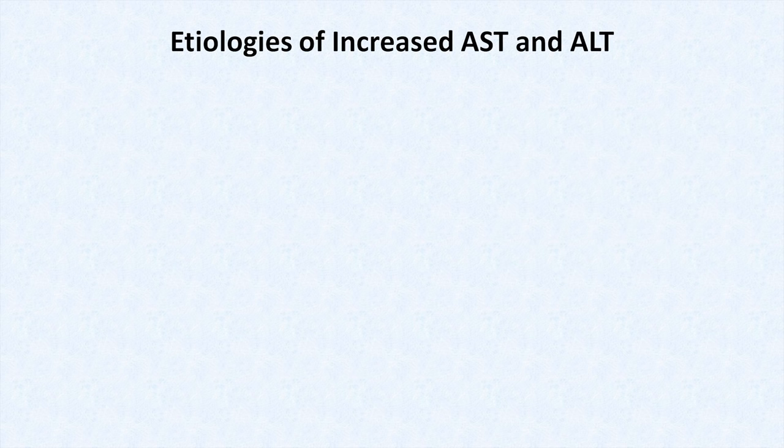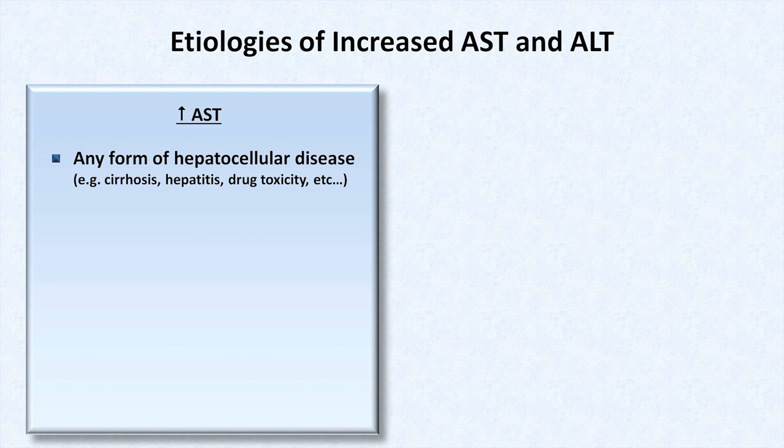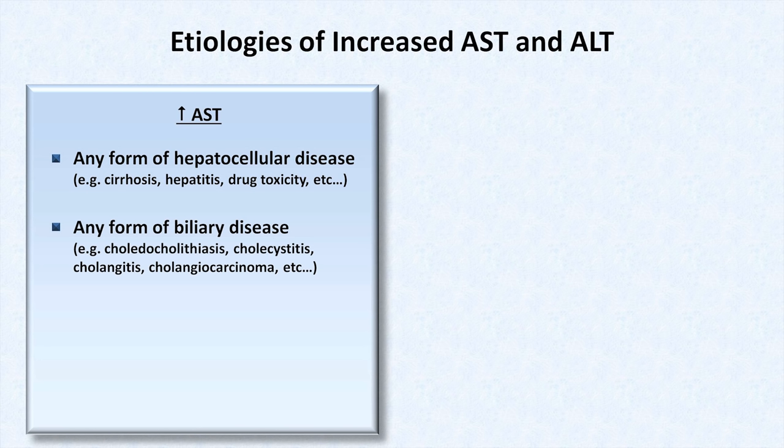Looking at the specific list of etiologies, increases in AST and ALT can be seen in any form of hepatocellular disease, such as cirrhosis, hepatitis, drug toxicity, fatty liver, also known as steatohepatitis, and venous congestion from CHF, also known as congestive hepatopathy. It can also be seen in any form of biliary disease, such as cholelithiasis, cholecystitis, cholangitis, and cholangiocarcinoma, basically any disease that starts with the syllables choli. Often, diseases of the biliary system are collectively called cholestatic disease, a term which serves as a parallel to hepatocellular.